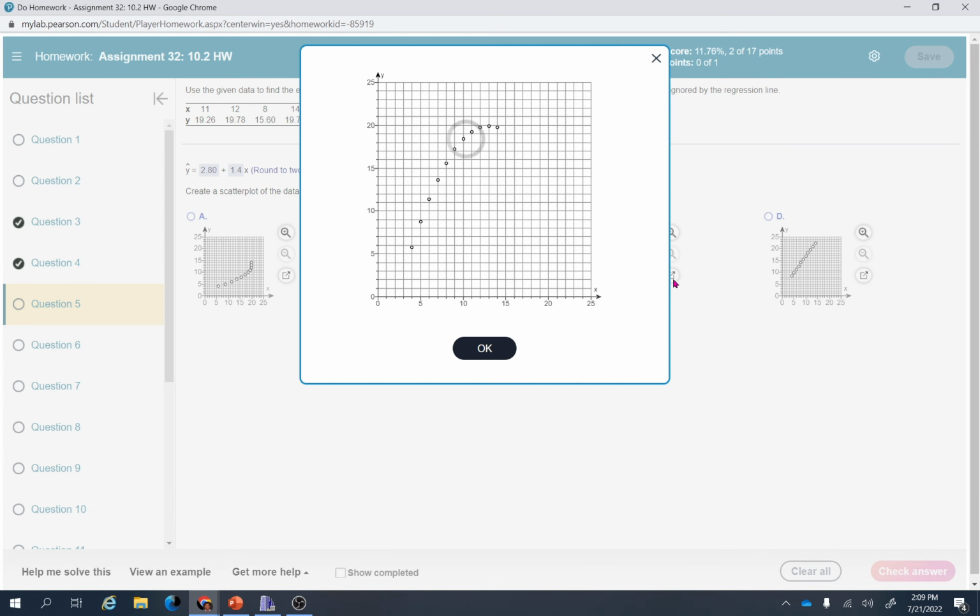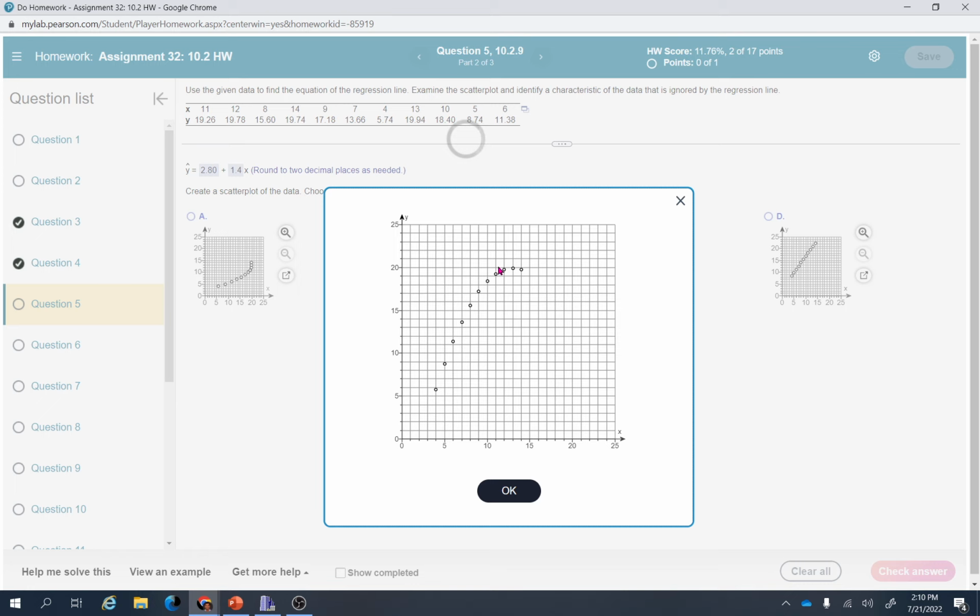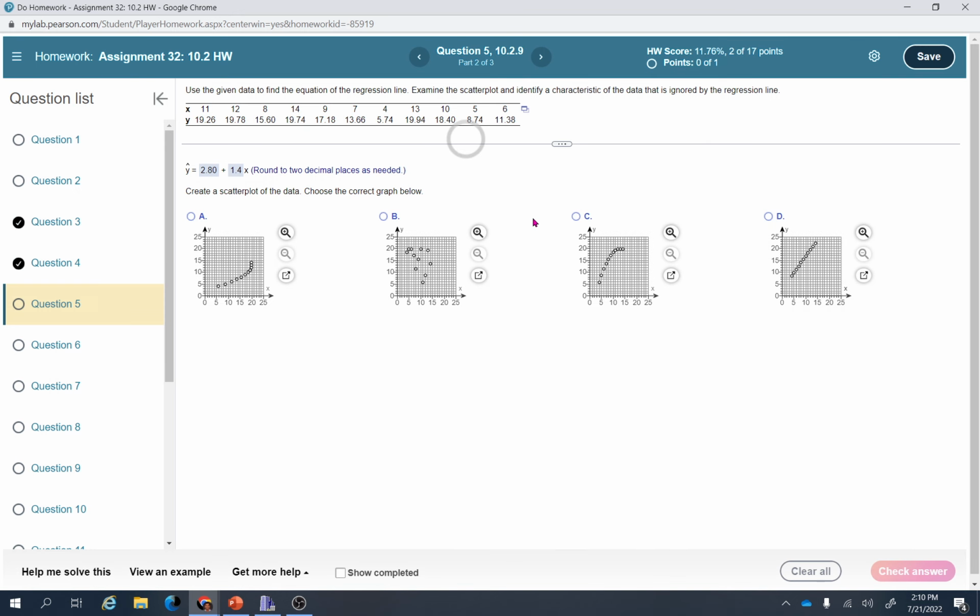Here the x value is less than 15 and the y value is less than 20, so it looks kind of right, but we can double check it. For example, when x is 14, y is 19.74. When x is 13, y is 19.94. When x is 12, y is 19.78. So it looks right, so this is the right one. You can check all the pairs of points.